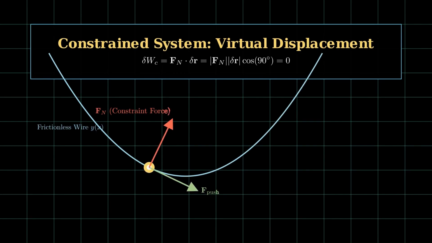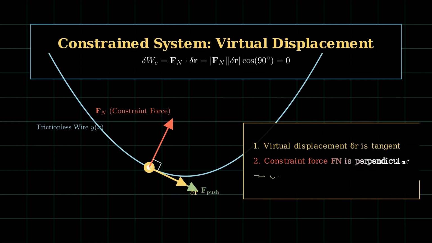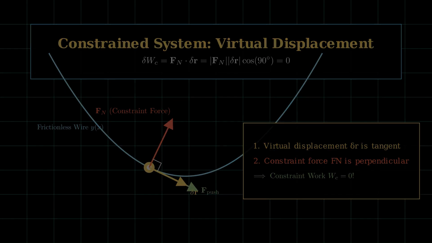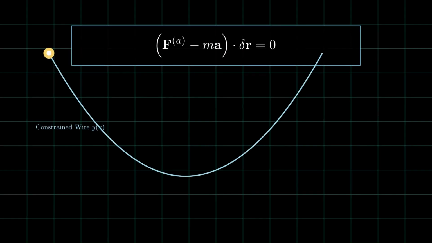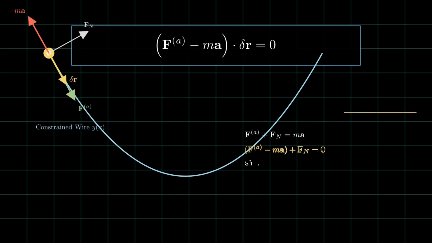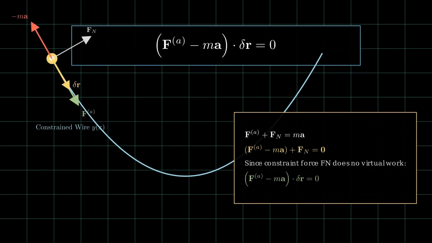If we give the bead an imaginary, instantaneous displacement along the wire, what we call a virtual displacement, delta r, the constraint force does zero work. Why? Because constraint forces act perpendicular to the allowed path of motion. D'Alembert took this idea and applied it to moving systems by introducing an extra concept called the inertial force, minus m times acceleration. He rewrote Newton's second law as a zero-sum equation. The applied force minus mass times acceleration, dot virtual displacement, equals zero.